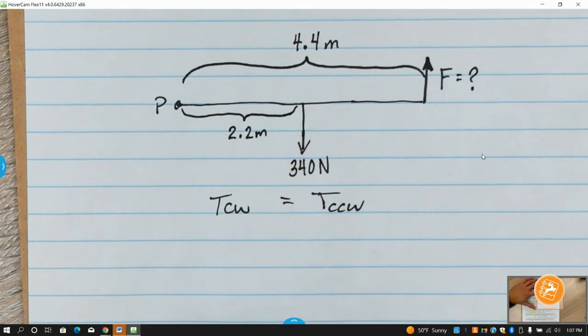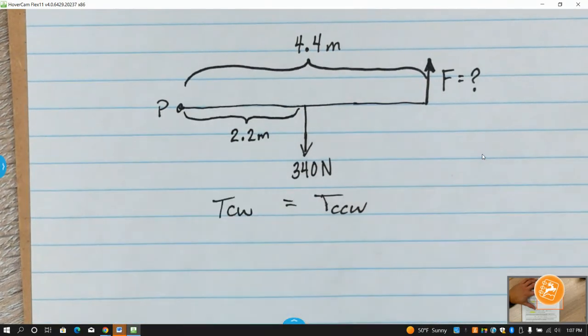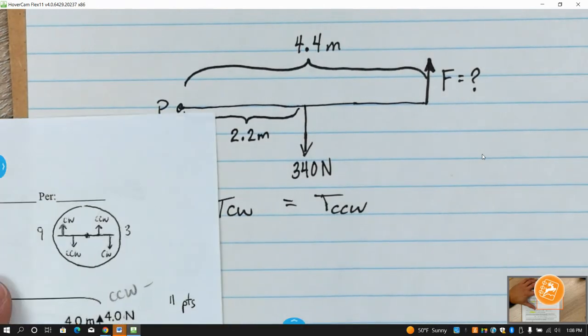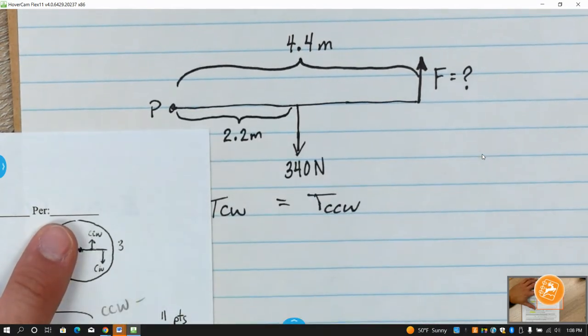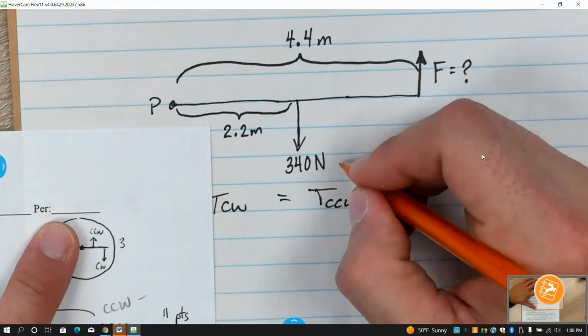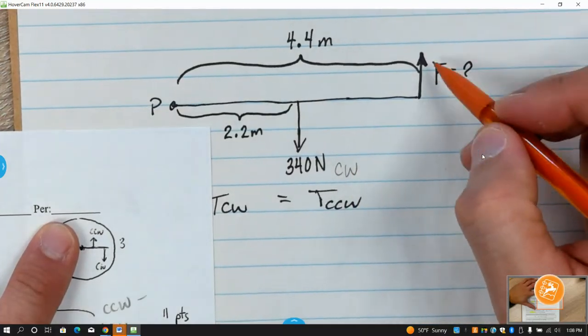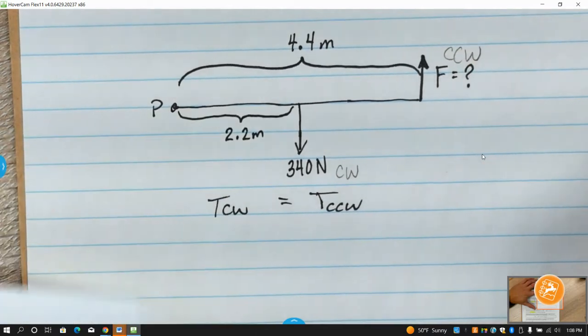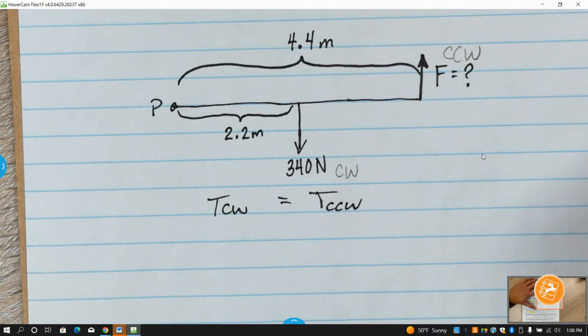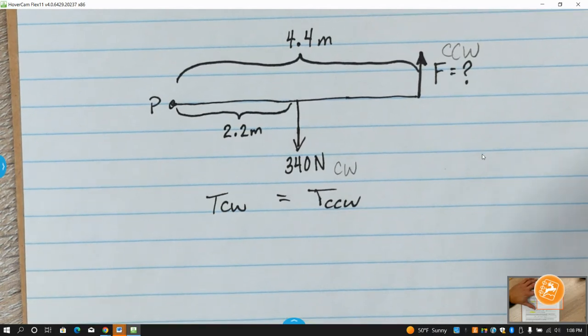So like the hand on a clock, does this extend out towards 3 o'clock or 9 o'clock? 3 o'clock. Towards 3 o'clock. So towards 3, which means the down arrow is our clockwise fella. And the up force, counterclockwise. So you have 3 of the 4 missing things.